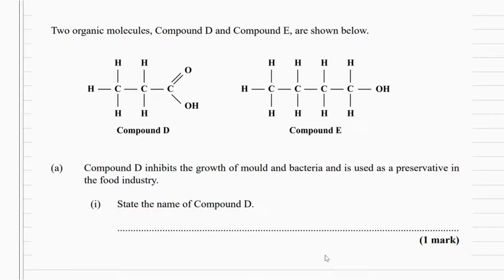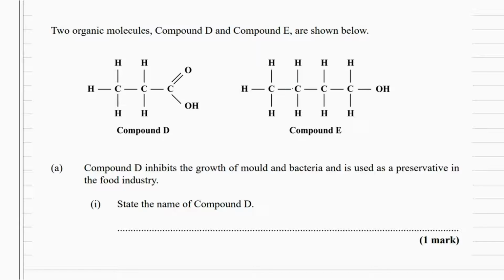And today we'll be doing a past paper. This is a CSEC past paper, and we're doing organic chemistry. So let's get into it. The question reads: two organic molecules, compound D and compound E, are shown below. So we're seeing compound D here and compound E.